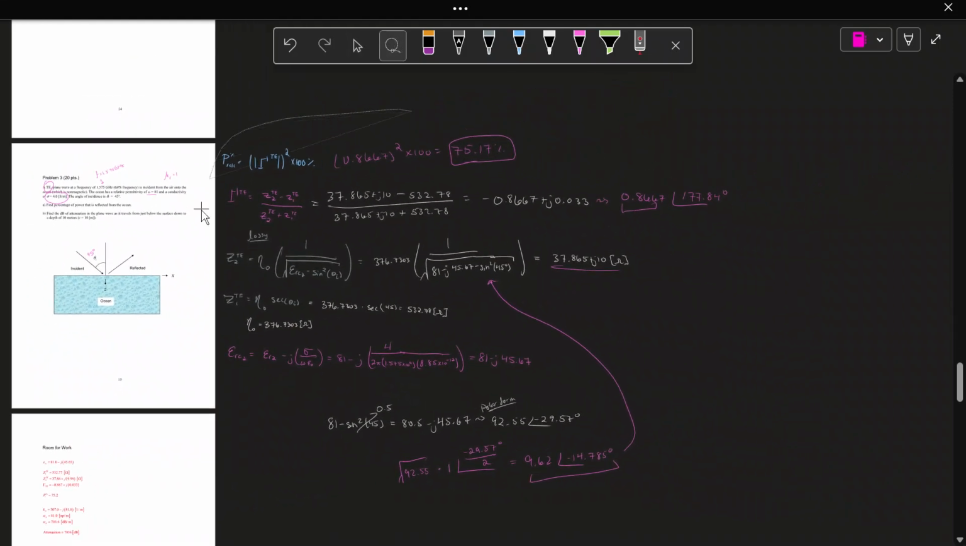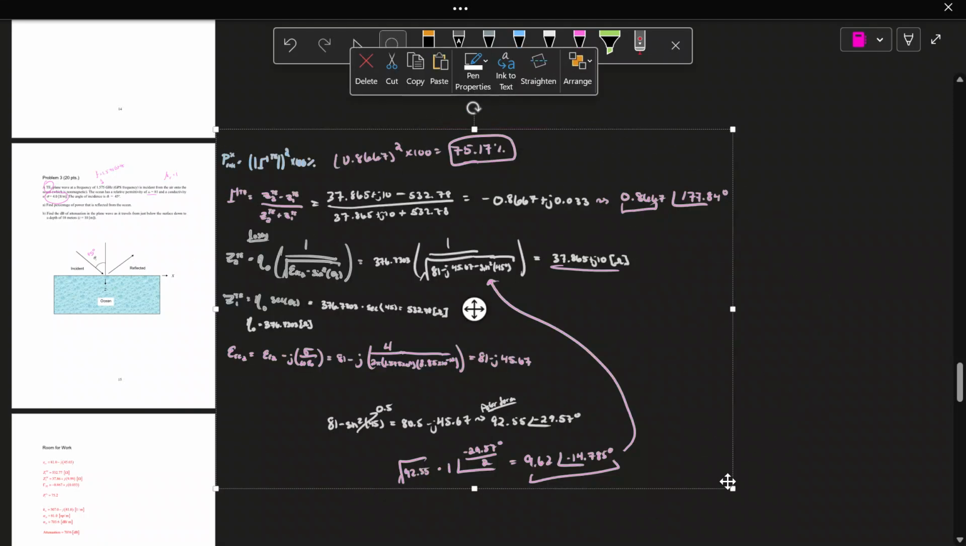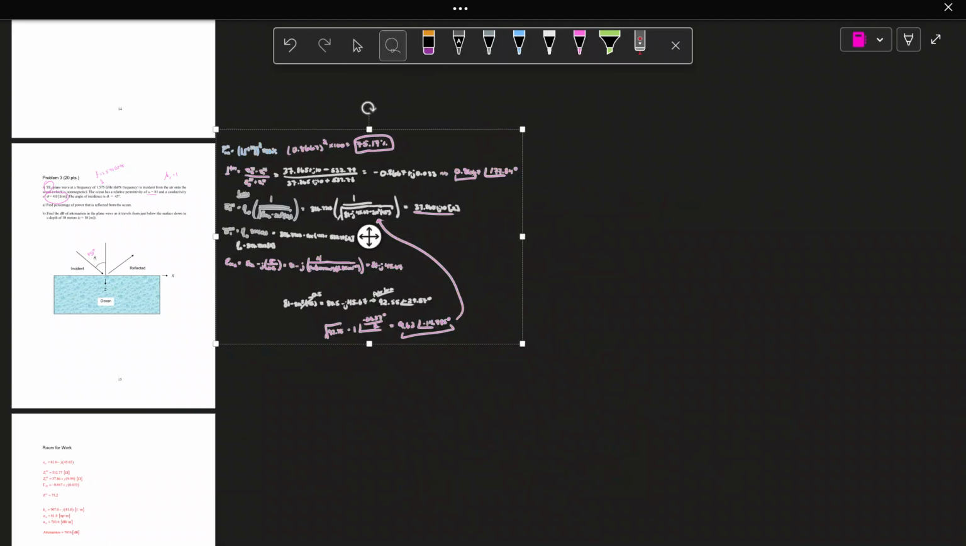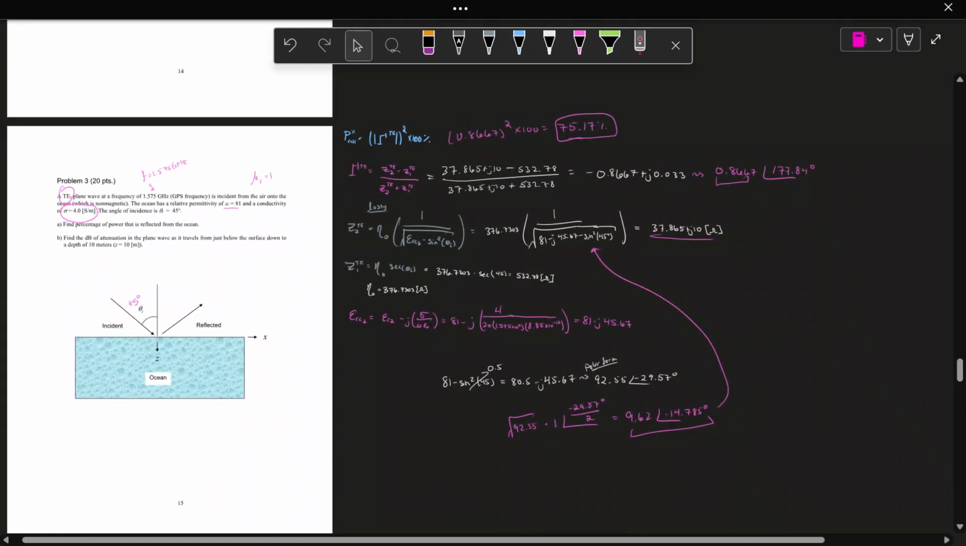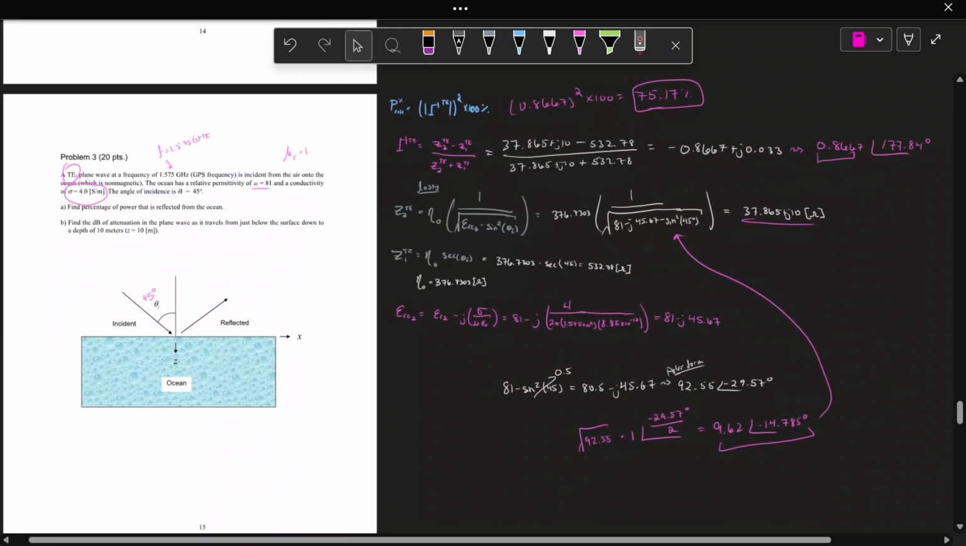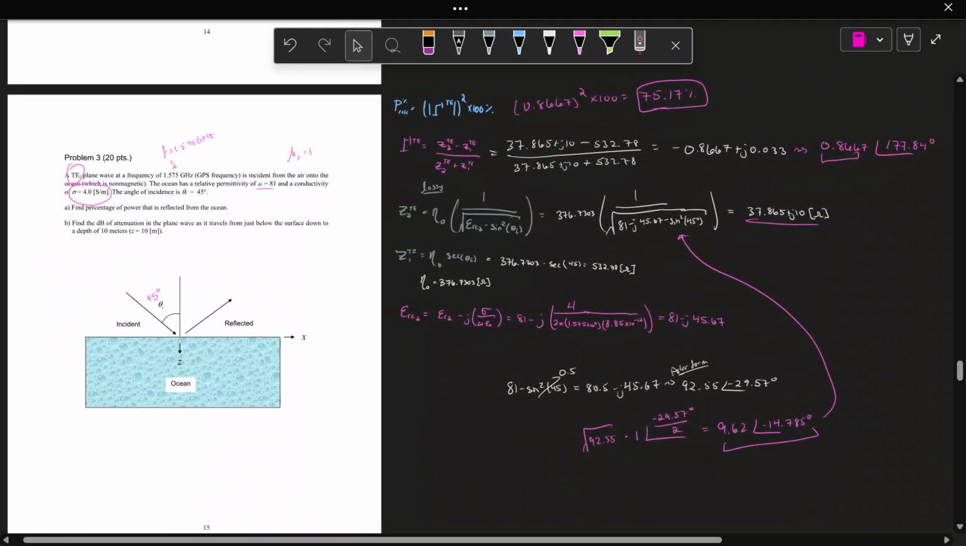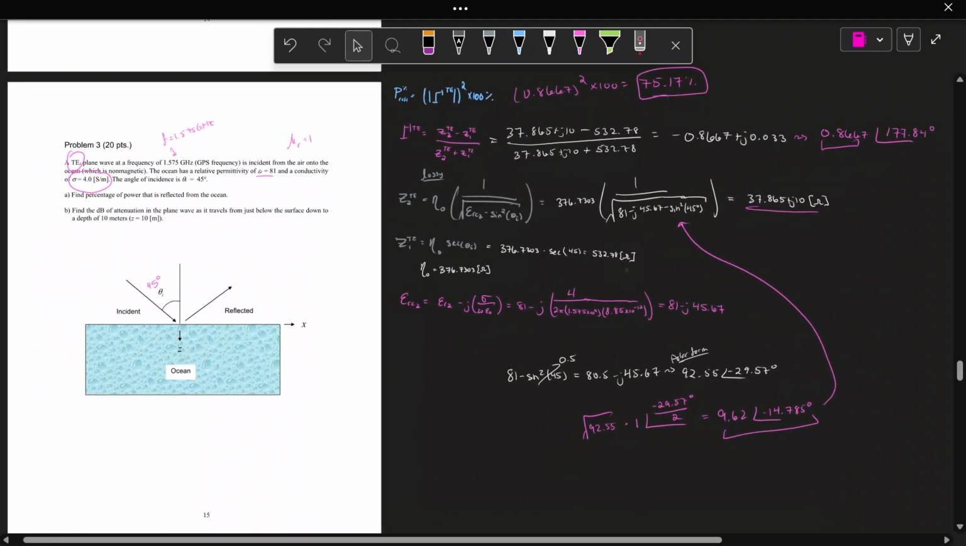Let me make this a little smaller. So that's for part A. And you'll notice for lossy cases, this is the exact way you solve it every single time. For lossless, it's the same steps, except lossy takes a little more time because you need to solve for epsilon or C. But other than that, it's the exact same way every single time.